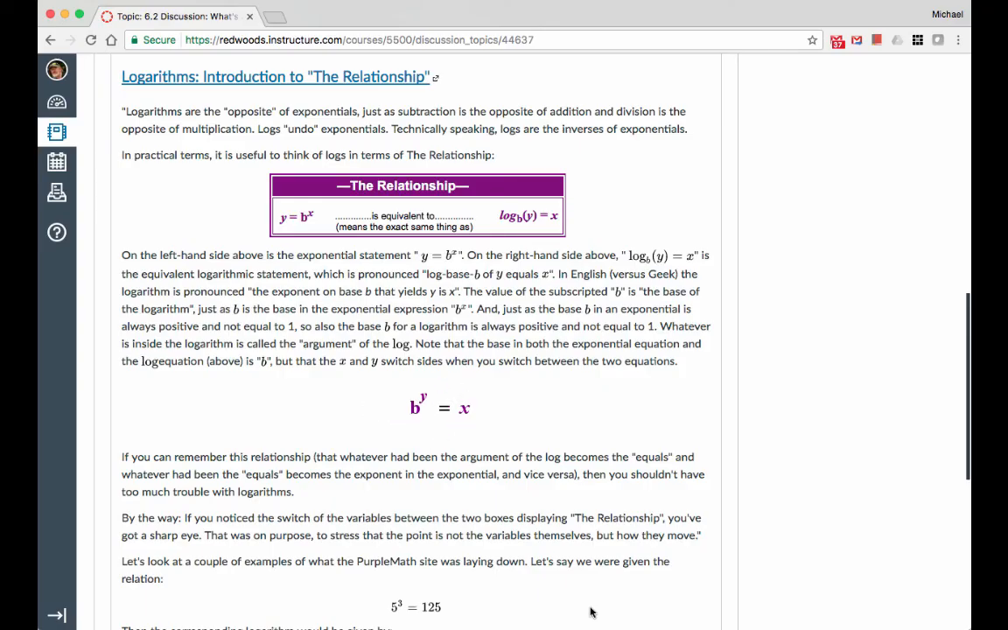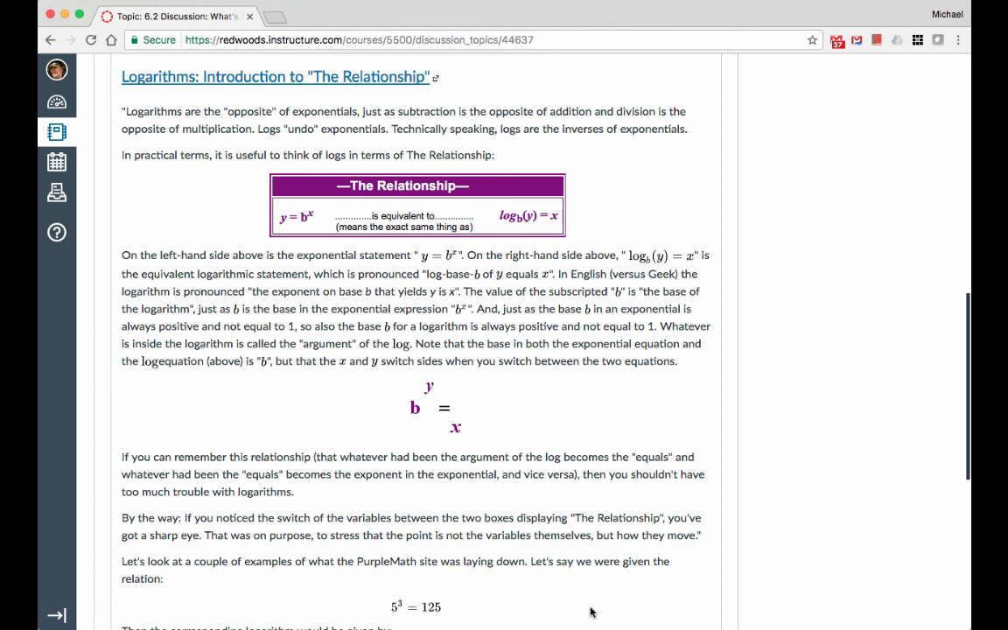Greetings, welcome to the discussion question on logarithms. In particular, this is Logarithms: Introduction to the Relationship. Some of this material comes from a nice website called Purple Math. I invite you to go there and take a look at the entire write-up if you would like more work with this. So let's go through and see if we can breathe some life into what has been posted on that website.